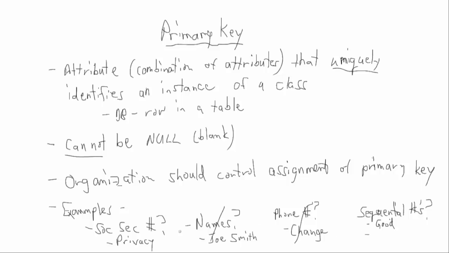So phone number, names, social security number, probably not. Sequential numbers are good. Now they aren't the only type of primary key that you need to use, but they are a good one. You can also help to identify gaps and duplicates using sequential numbers. All right, so primary key we talked about.